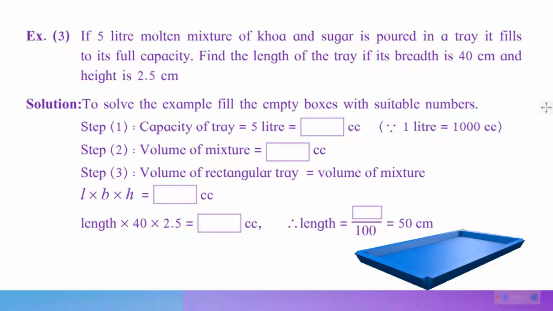Let us attempt another question. This is given in the format of filling the blanks, where you will be solving it just by filling the boxes given. If 5 liter molten mixture of cocoa and sugar is poured in a tray, it fills to its full capacity. Find the length of the tray if its breadth is 40 centimeter and height is 2.5 centimeter.